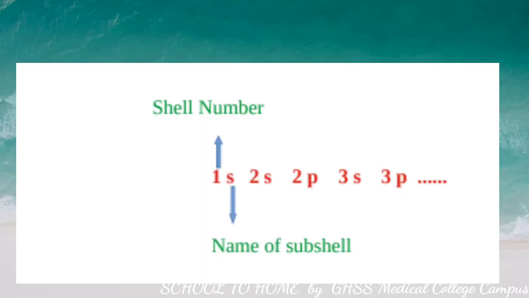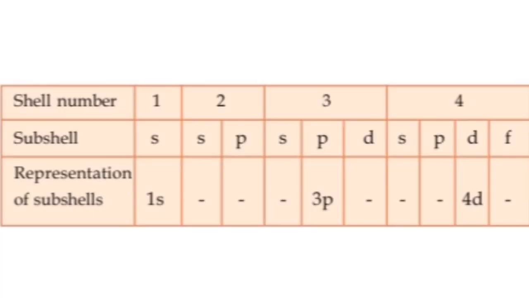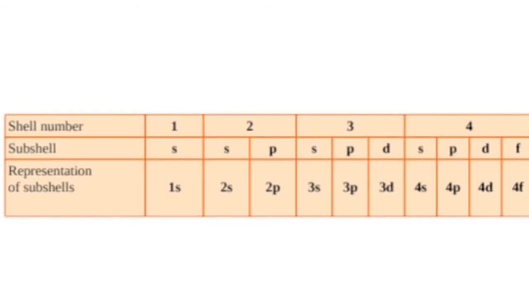For this, we give the serial number of the shell to the symbol of the subshell. That is 1S to indicate the S subshell of the first shell, that is K shell, and 2S to represent the S subshell of the second shell, and so on. Now complete this table, writing the subshells present in each shell and the representation of these subshells. Your table will be like this.